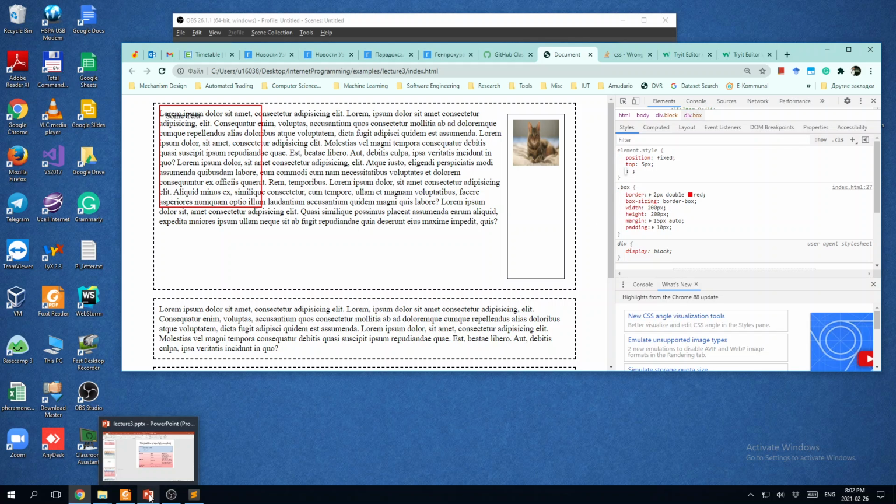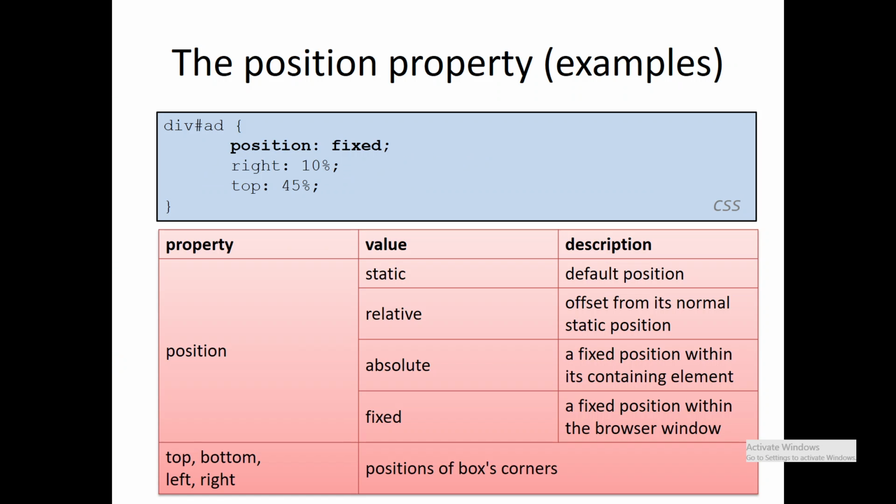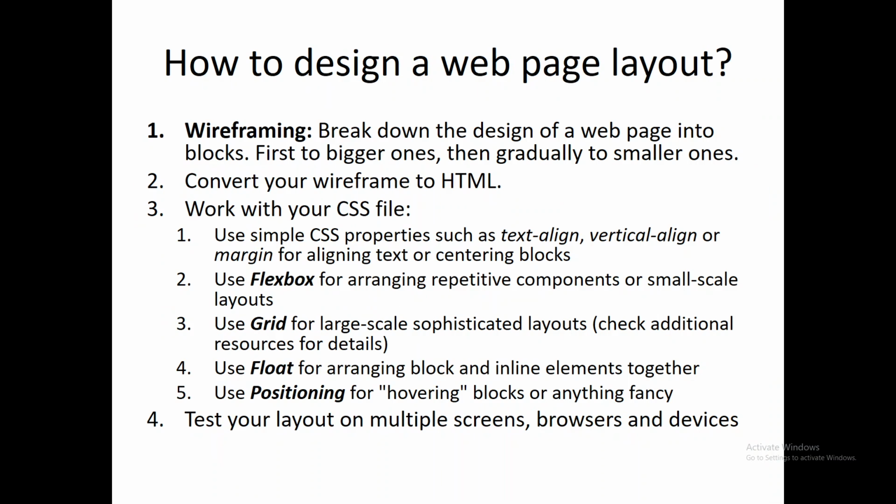So I can use different positioning for different purposes, for something like a sliding menu or something that sits on top of my navigation bar and so forth. I can do that using these types of positioning. You can see different examples here. So what is the summary? The summary is how we're going to build the design of our web page layout.